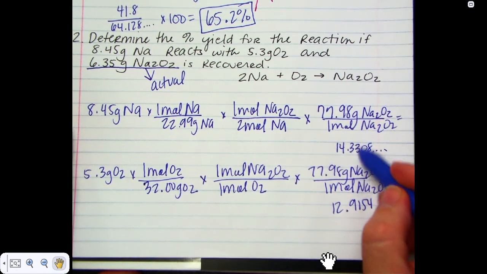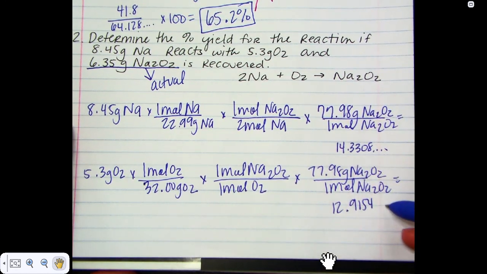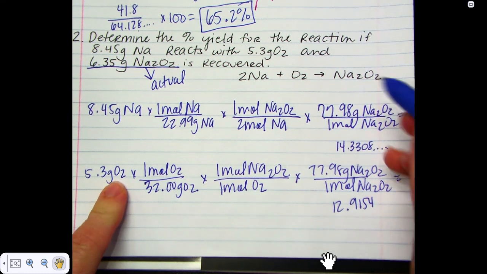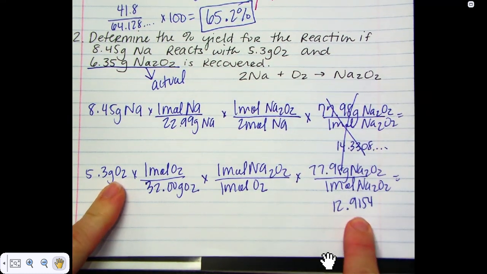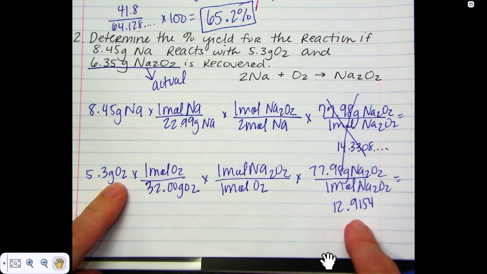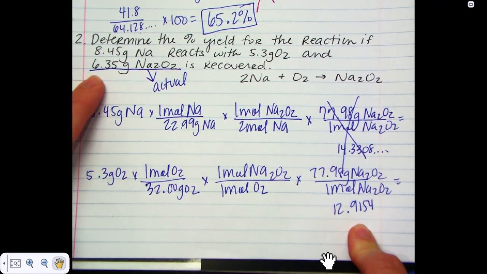All right, so let's evaluate what we got. I can't make 14 and change if I'm going to run out of the O2 when I hit 12. So this is not possible. This is my limiting reactant. Therefore, this is the one that I'm going to need to use when I do my percent yield.